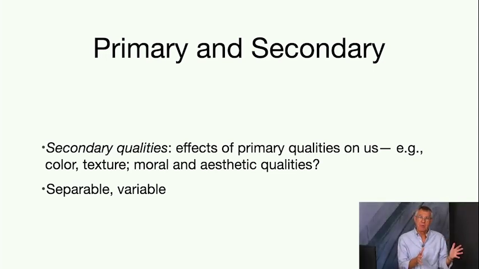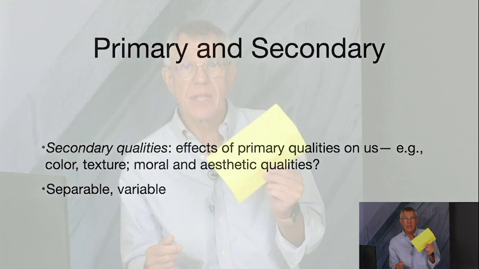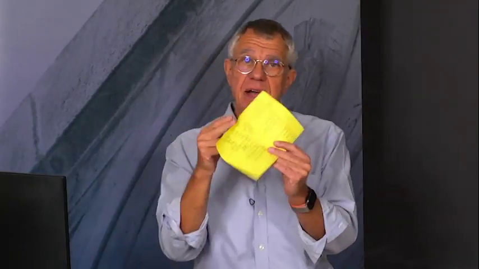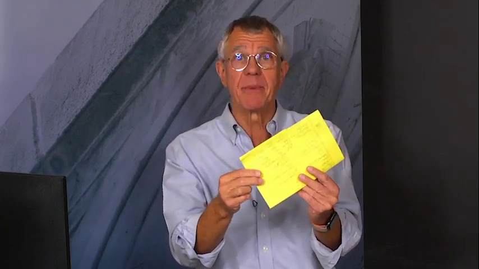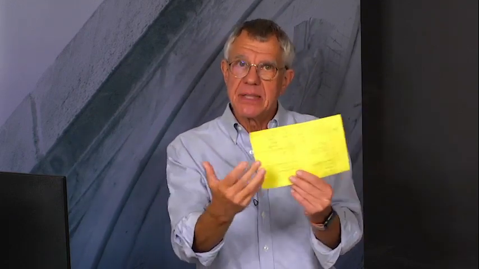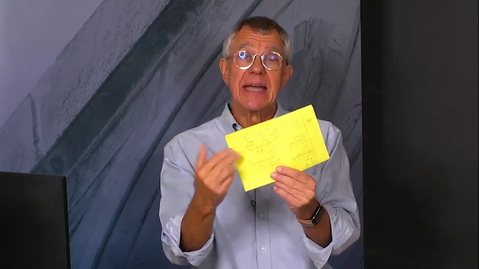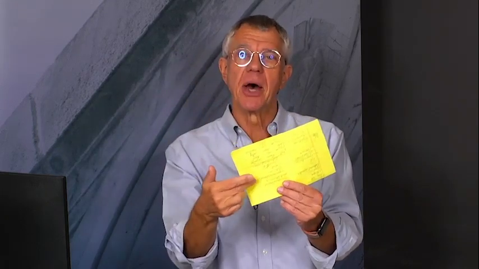They are separable. They are variable. So the yellow of the paper, that's a secondary quality. That is a quality that is being contributed by our own perceptual faculties. It's not there in the paper itself. The paper itself is colorless, according to the atomic theory, but it's something nevertheless that we perceive. It is being contributed by us. It's not in the thing.